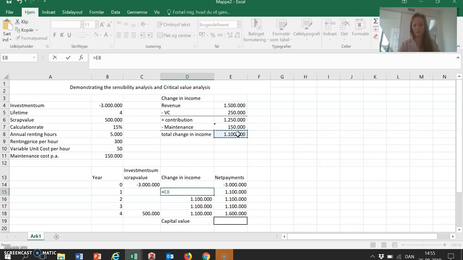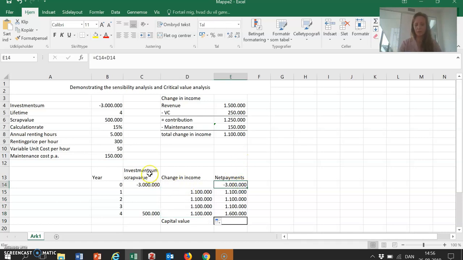Now I already set this up, therefore it is already fixed in here. And to fix the cell, press F4, or if you have a Macintosh, it's Command T, to fix the cell so you can copy the cell down forward. Now net payments, like you know, the first column here added the change in income, looking like this.